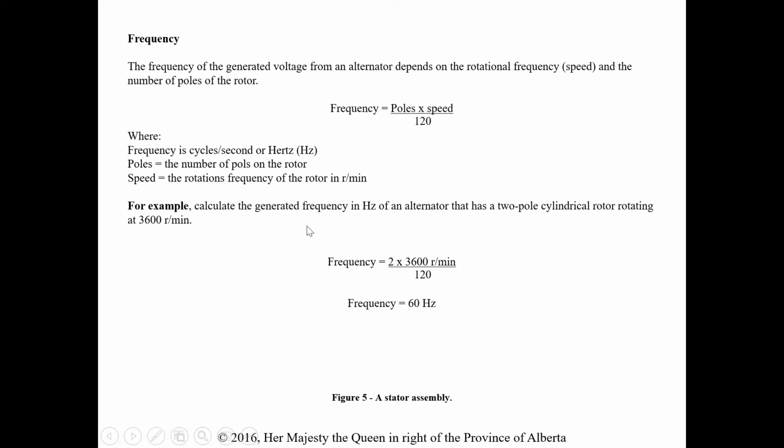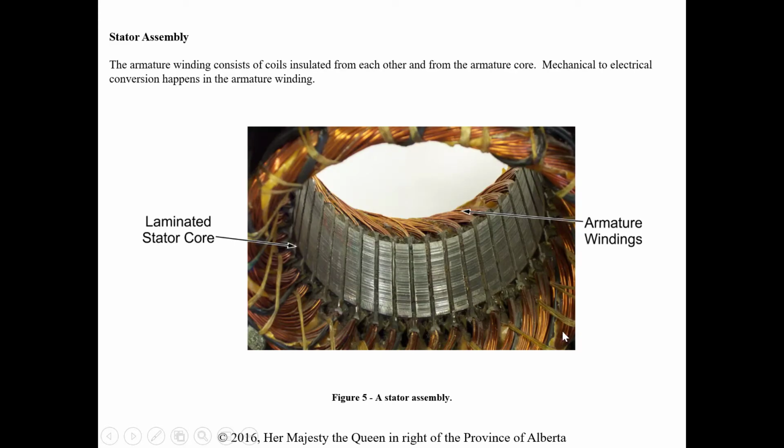So in this example, we want to be able to manipulate this formula to the best of our abilities so we can potentially solve for poles or speed if we have frequency. So make sure you've got that down. Calculate the generated frequency in hertz of an alternator that has a 2-pole cylindrical rotor rotating at 3600 RPM. We just plug those values into this formula and we get 60 hertz. That's obviously what we're running here in North America, but watch our question bank because we don't always use 60. You could see 50 in there too, so don't get complacent.